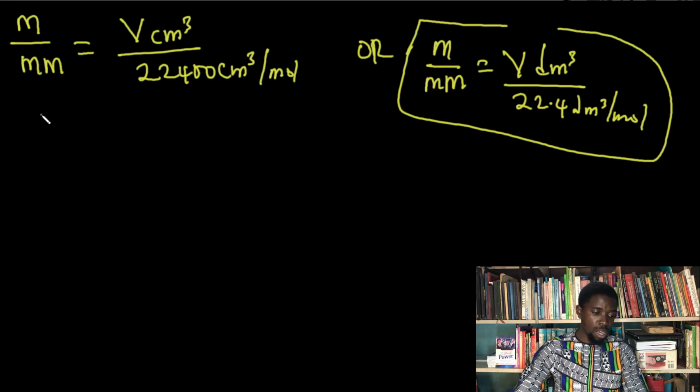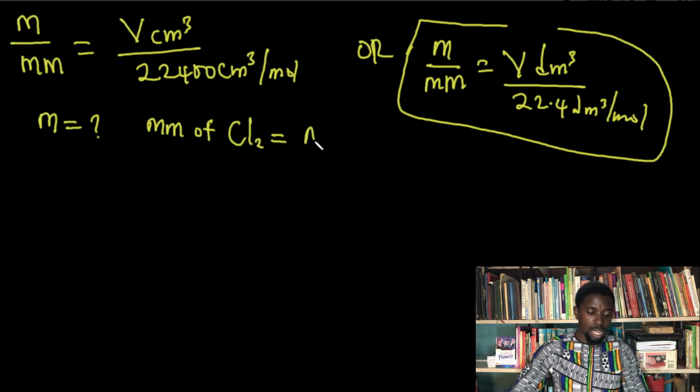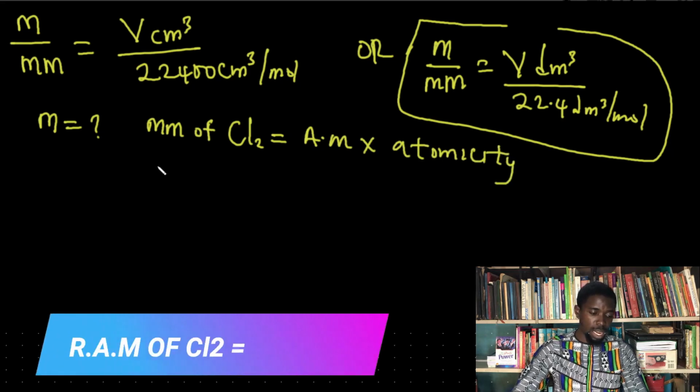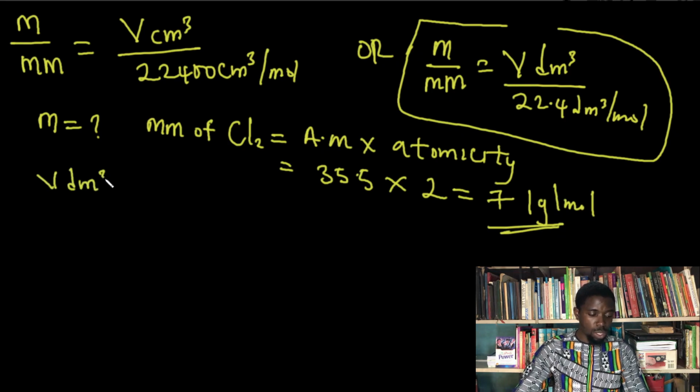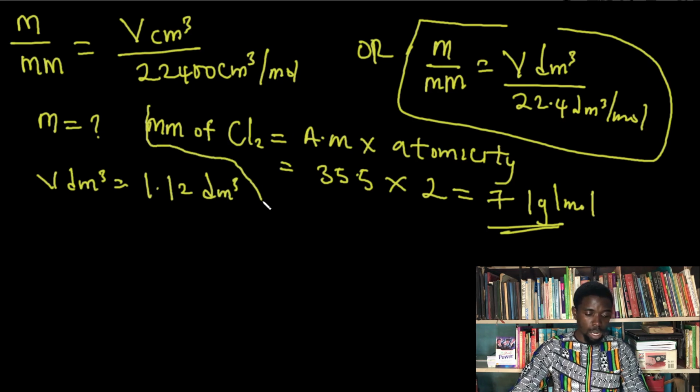So let's look at the parameters given. The mass is what we are looking for. The molar mass of chlorine gas equals atomic mass multiplied by atomicity. This is one of the things that we established in the earlier video, so please try to look them up. The atomic mass of chlorine is 35.5 and the atomicity of chlorine gas is 2. Gaseous elements exist as diatomic molecules, which means that the molar mass of chlorine gas is 71 gram per mole. The volume in dm cube as given in this question is 1.12 dm cube.